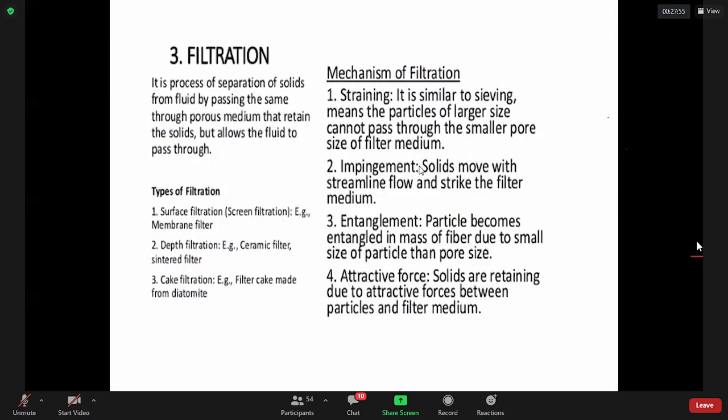And so filtration is the process of separation of solids from fluids by passing the same through a porous medium that retains the solids, but allows the fluid to go through. So the fluid that goes through is what we have known as the filtrate.